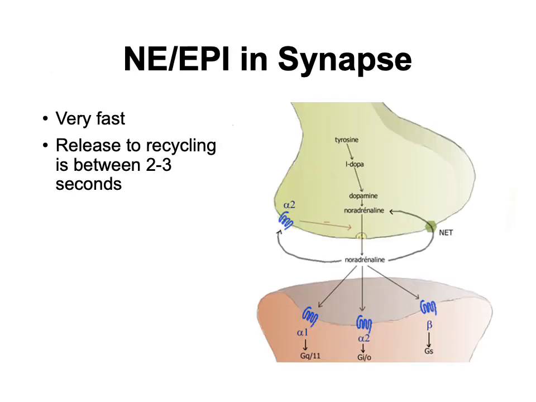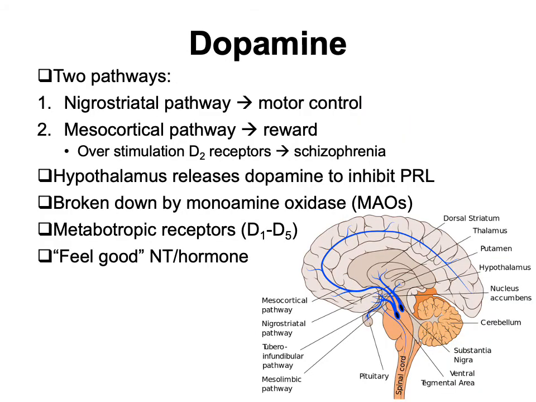Norepinephrine and epinephrine in the synapse is really quick. It's released, and then within 2 to 3 seconds, it's completely recycled. Now we're moving on to dopamine. There are 2 neurological pathways of dopamine in the brain.